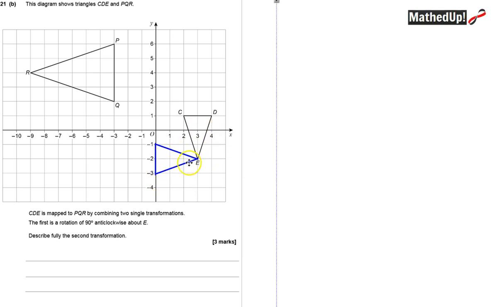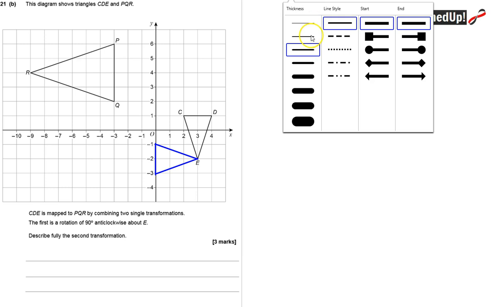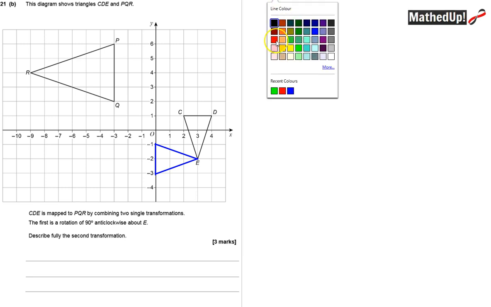Now that I've got that in, I need to find a second transformation that is going to map this onto this over here. This is bigger, so it's definitely going to be an enlargement. And what I'm going to do is try and find the center of enlargement. Now I can see it's kind of rotated as well, so that looks like it's going to be a negative enlargement. So in order to find the center of my enlargement, I'm going to draw some array lines. Let's do those in green.